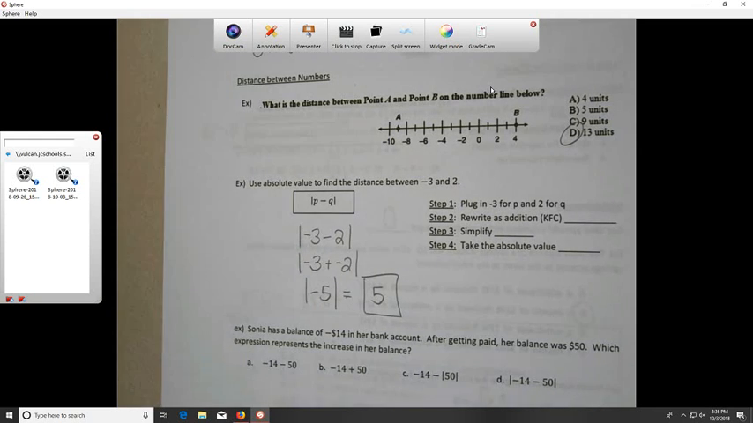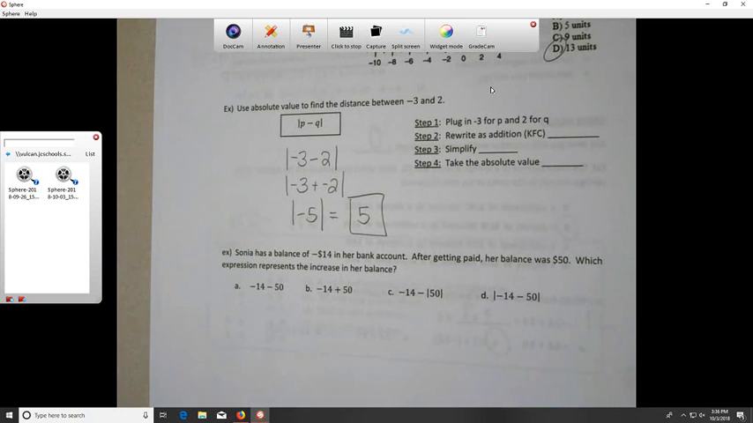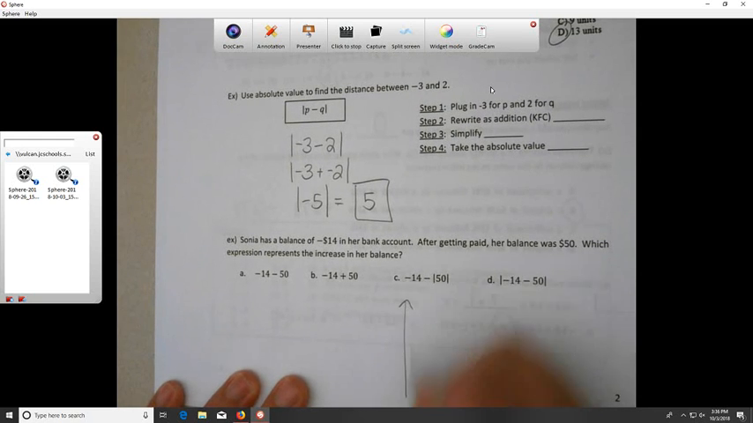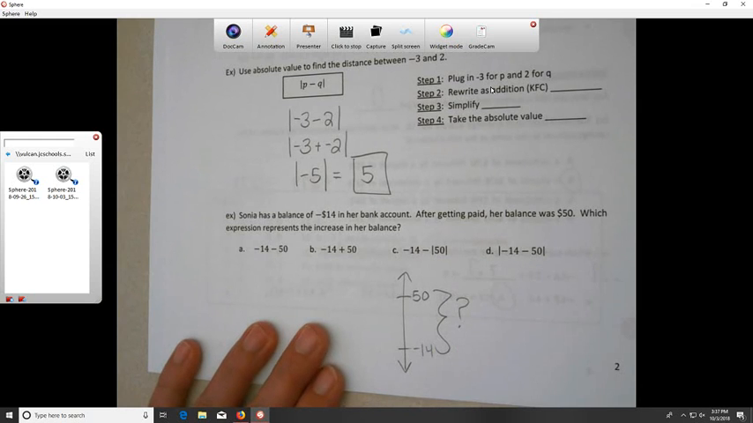The next question uses this same idea. So it says, Sonia has a balance of negative $14 in her bank account. After getting paid, her balance was $50. Which expression represents the increase in her balance? So I want to know, if I'm starting down here at negative 14 and I'm ending up here at 50, what is the distance between these two numbers?